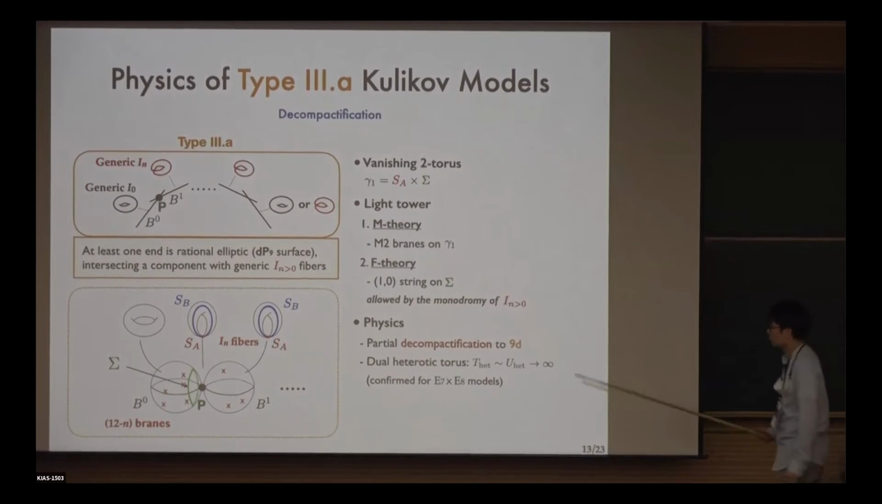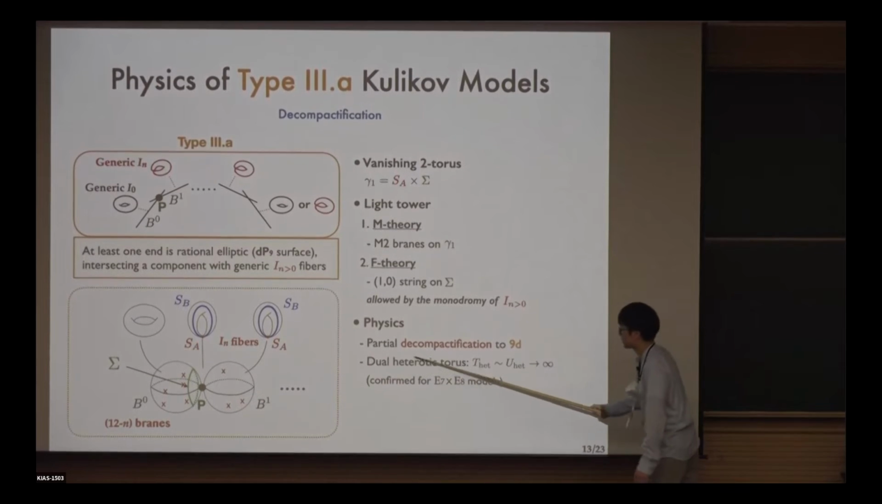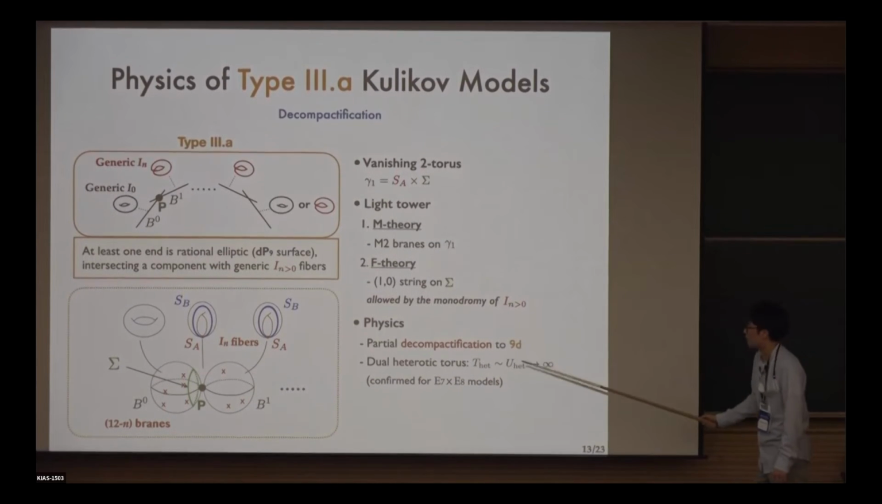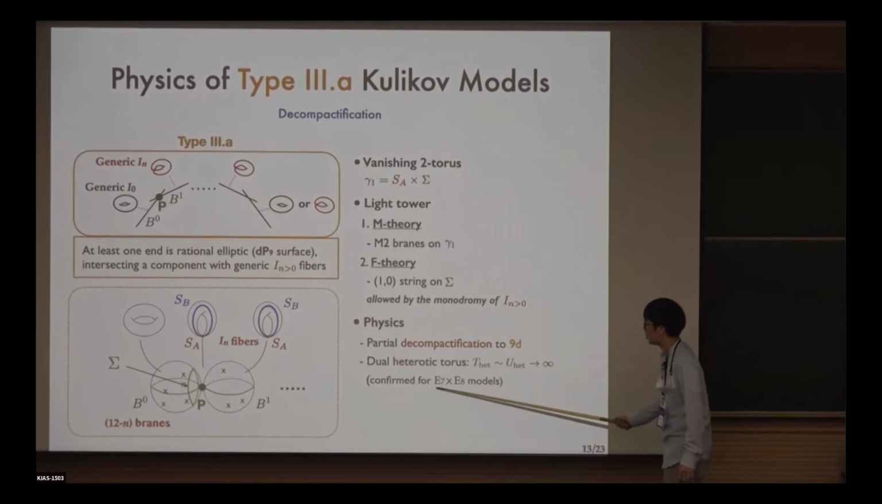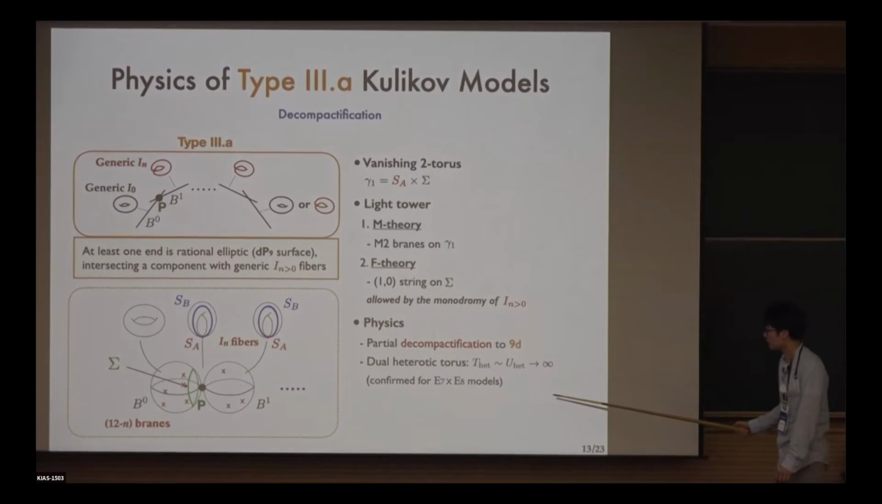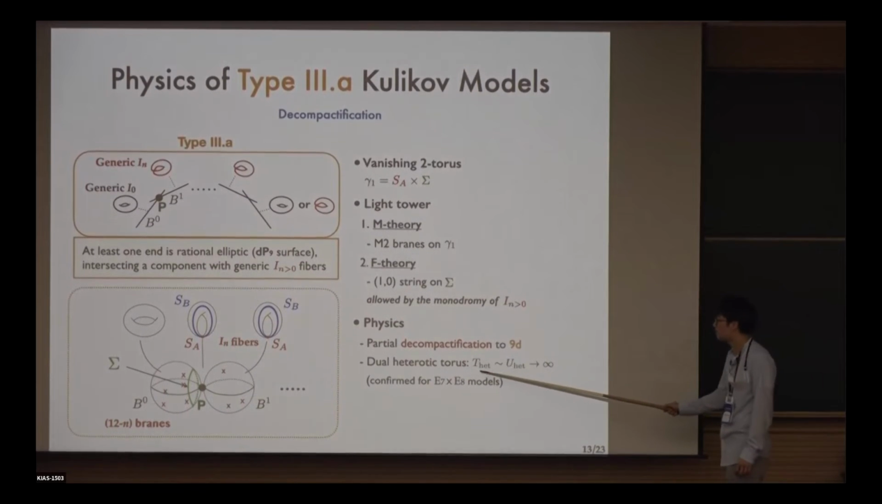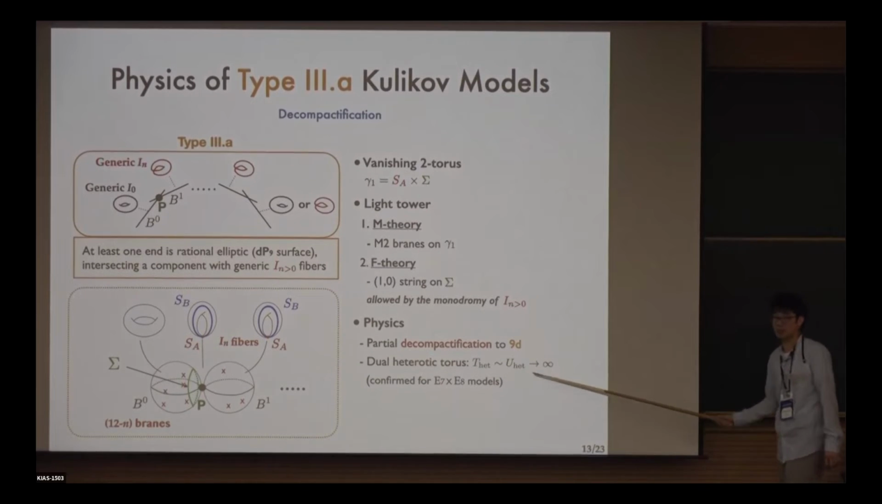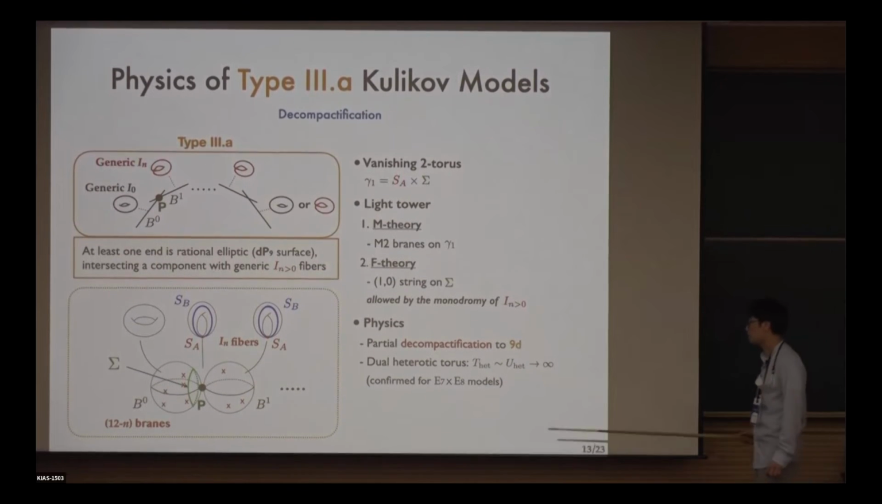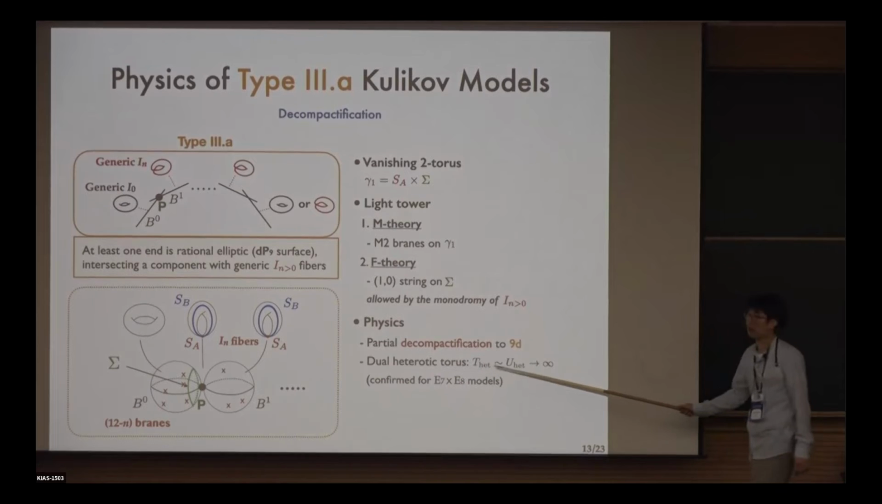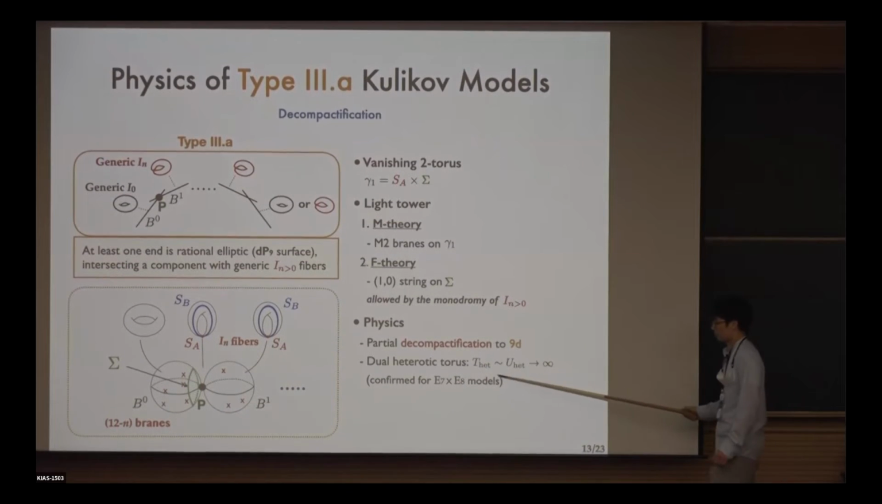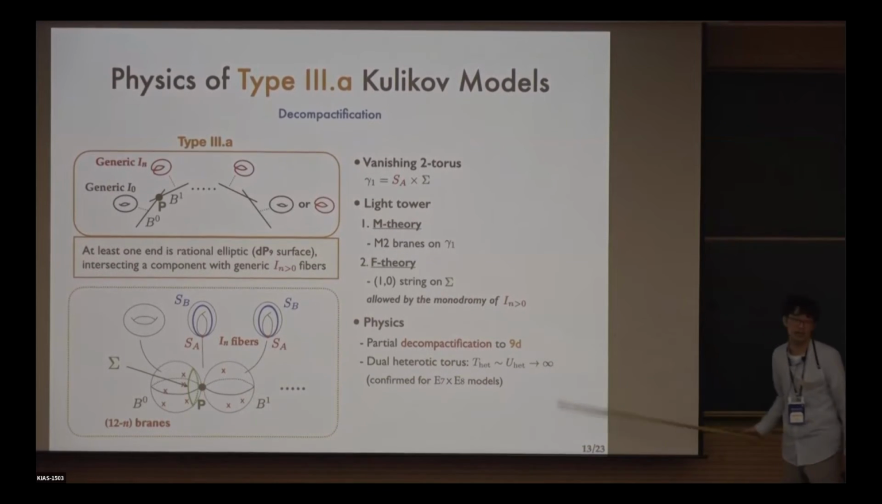And again, strong support arises from the dual heterotic torus analysis. By using this known mirror map, at least available for E7 times E8 models, we compute the behaviors of the Kähler modulus and the complex structure modulus of this torus, and then realize that they both diverge now, but at the same parametric scale. And this strongly supports our proposal that it should decompactify partially, only to 9 dimensions.